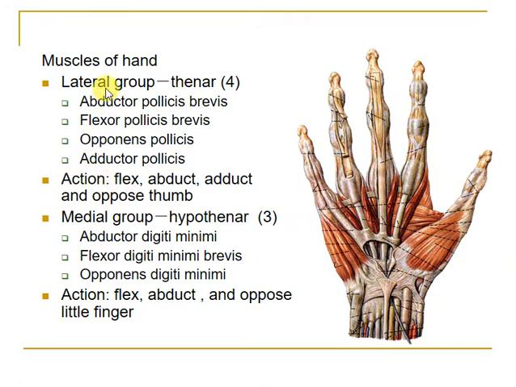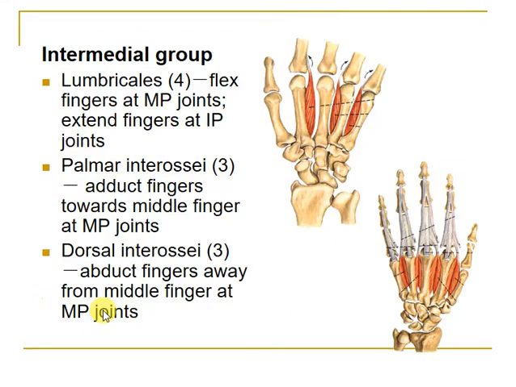So in terms of action, the thenar muscles tend to flex, abduct, adduct and oppose the thumb. But in terms of action of the hypothenar, they tend to flex, abduct and oppose the little finger.